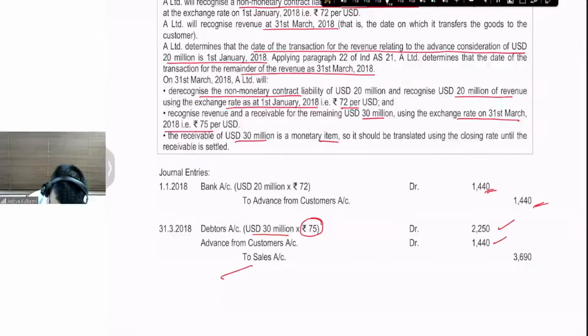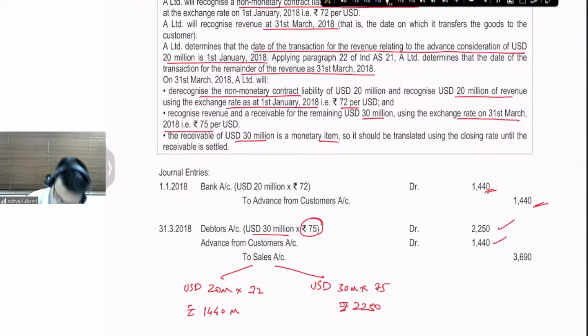Sales account is actually nothing but USD 20 million into 72. So that gives you 1,440 million. And this is USD 30 million into 75. So this is 2,250. So my revenue which I am recognizing will be based on two different exchange rates. First one is when I receive the amount. What was the exchange rate prevailing at that point of time?